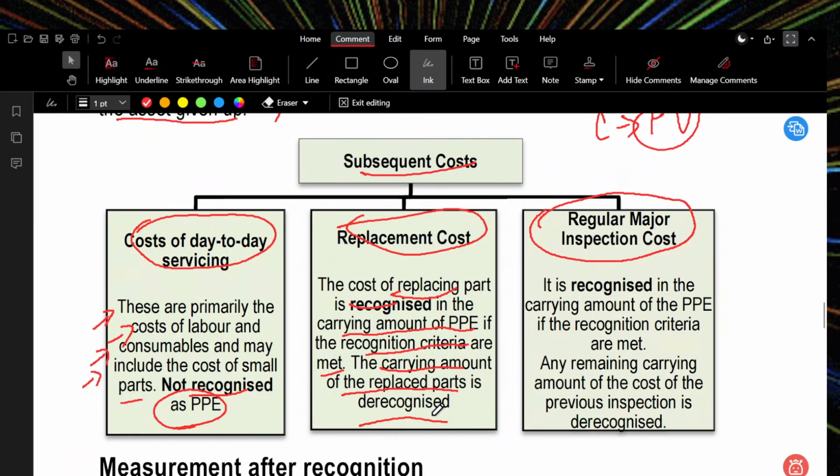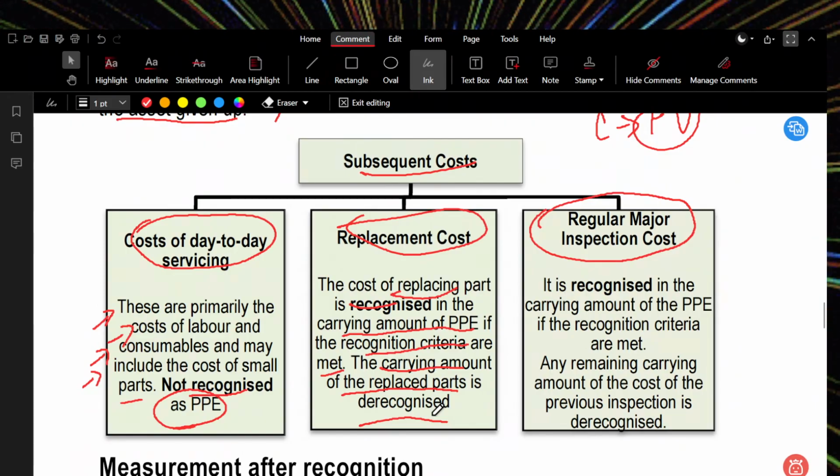But if you bring in some different technology that is going to operate more efficiently, or consume less energy, or is going to give greater output than the previous machinery, then this is a replacement cost.